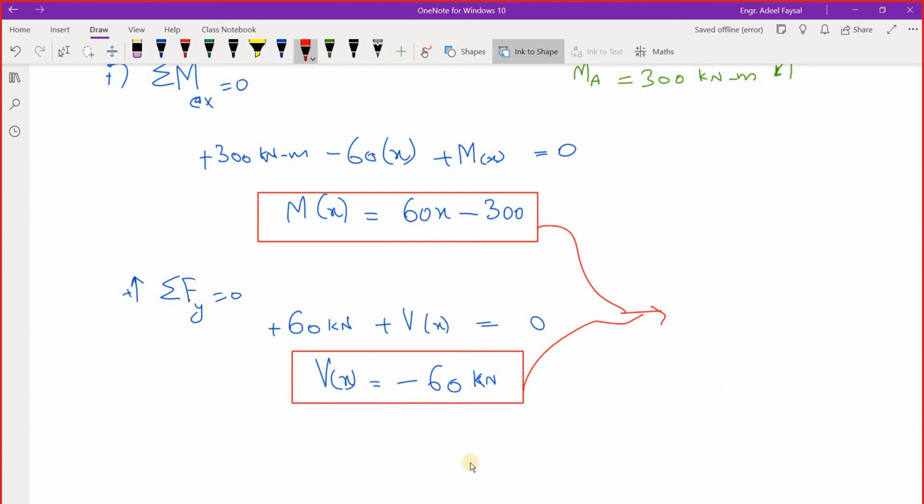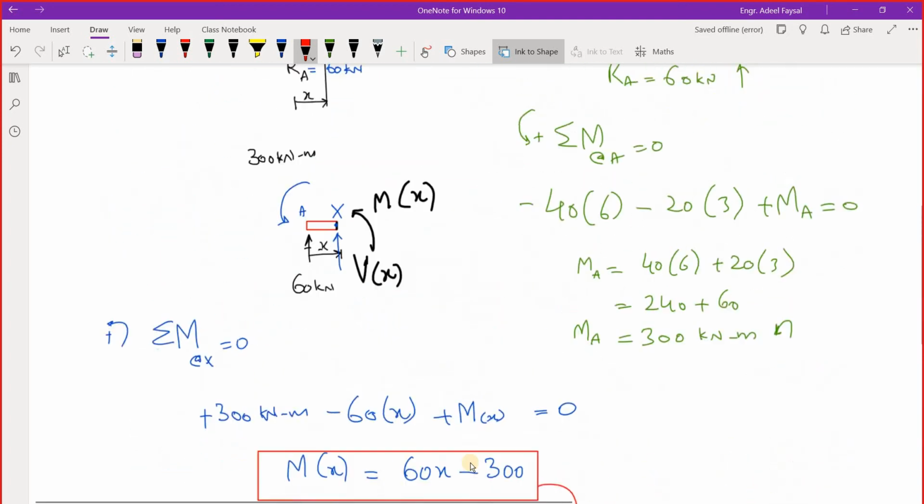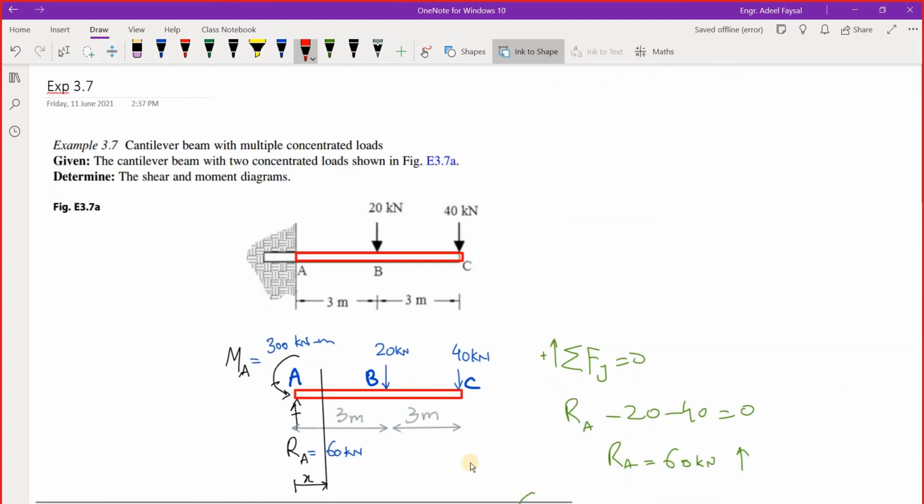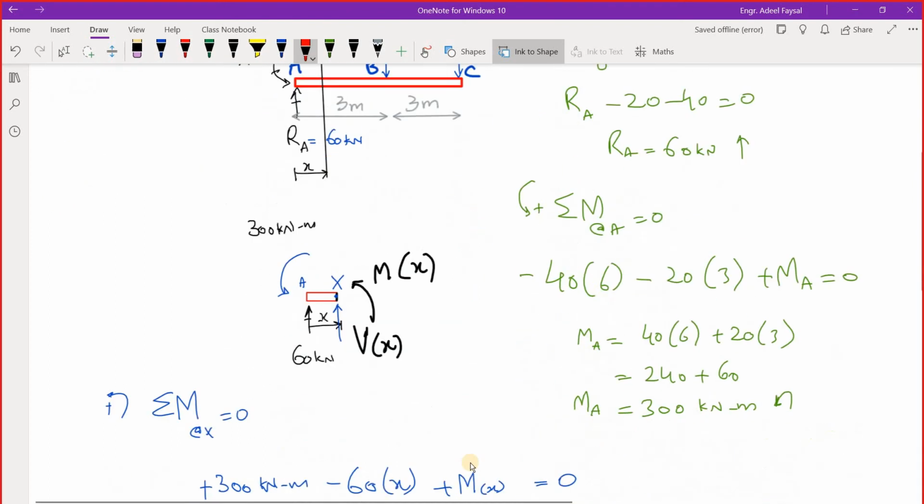Alright, x between 0 and 3. Alright, so both of these equations are valid for values of x between 0 and just short of 3, maybe up to 2.99999 meters. What next? We need to consider a section between B and C. Alright, between B and C.